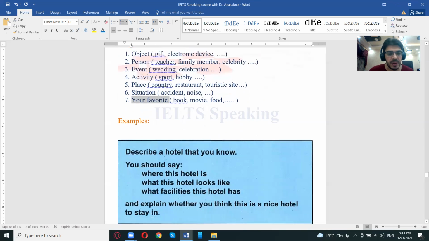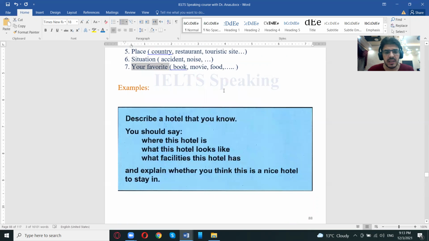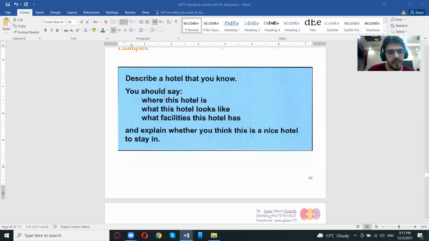Now let's take a look at the cue card they give us and ask us to talk about. Let's look at this cue card. It says: describe a hotel you would like to stay in. You should say where this hotel is, what this hotel looks like, what facilities this hotel has, and explain whether you think this is a nice hotel to stay in. So, by looking at this topic card, guys, how many parts do you see?